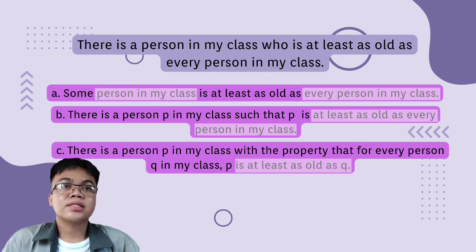C, there is a person P in my class with the property that for every person Q in my class, P is at least as old as Q. Dito, hindi lang yung person ang ating nire-represent, kundi pati yung person, which is a variable Q.